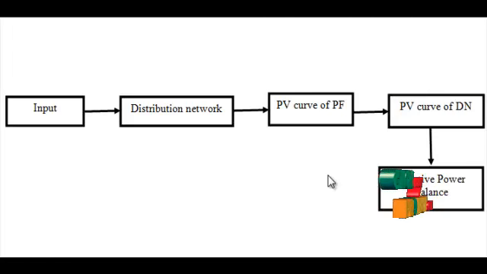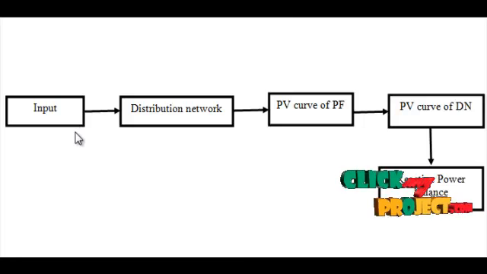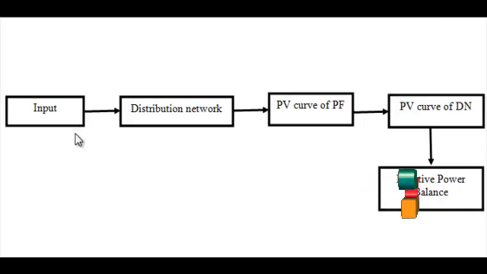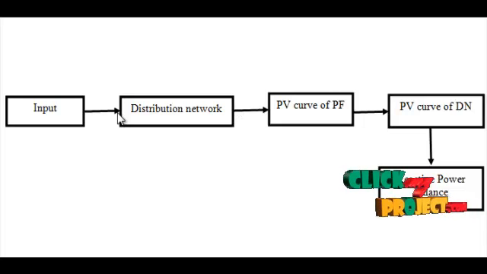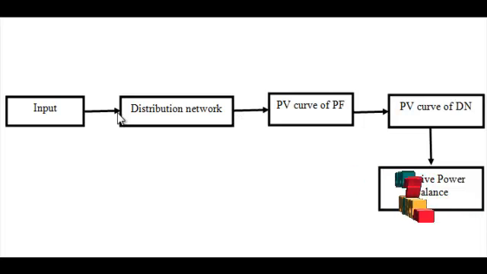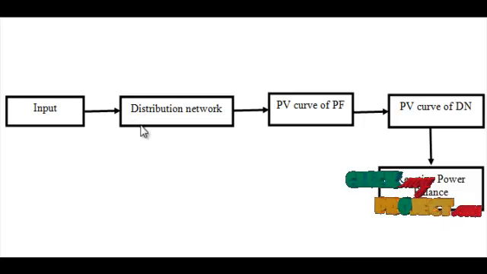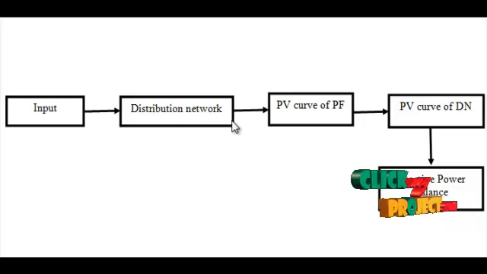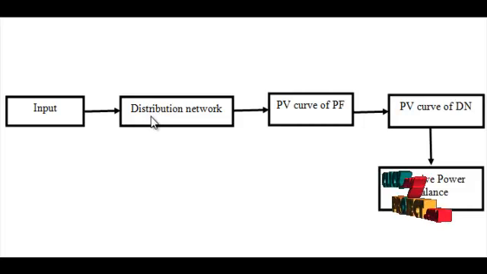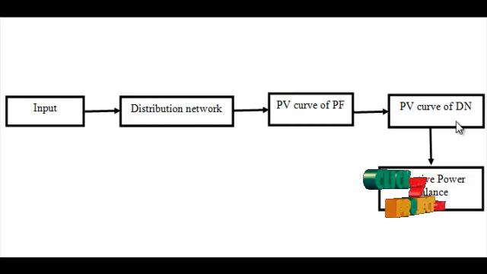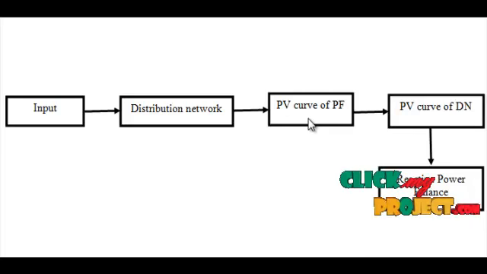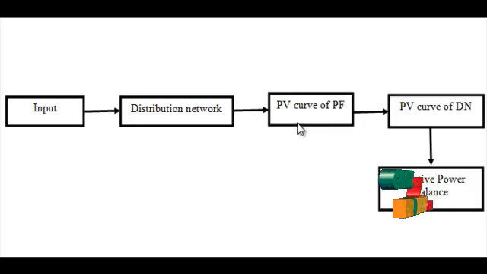This is the flow diagram for our proposed system. In our proposed system, first we give the input. The input is the substation voltage, and that input is applied to the distribution network. The distribution network is designed in a Simulink model, and using that distribution network diagram we draw the PV curve of power factor, the PV curve of the distribution network and the reactive power balance curve. Now, the PV curve of power factor will decrease the load power factor.